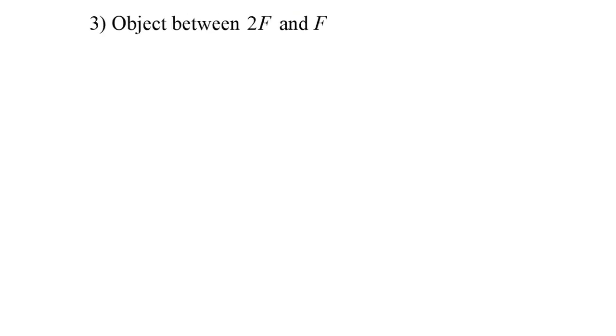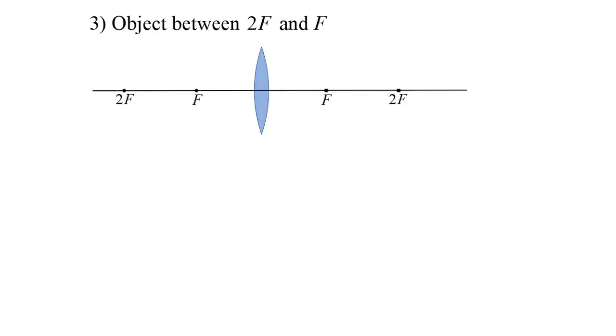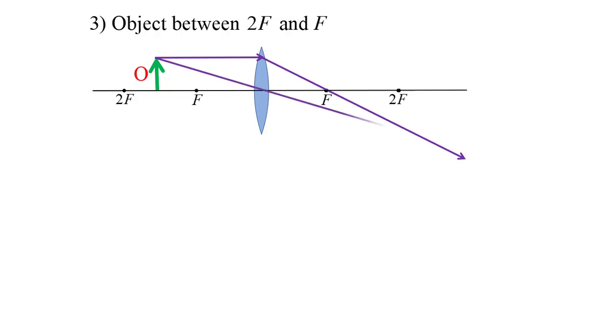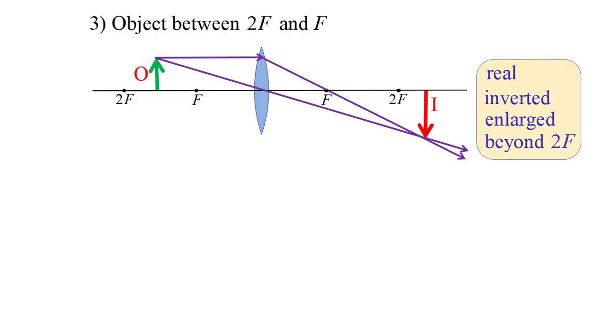Thirdly, when the object is between 2f and f, this ray passes through the second focal point, and this ray passes straight through because it is passing through the center of the lens, which is unrefracted. The image is created here. The nature of this image is that it is real, inverted, enlarged, and it is beyond 2f, as you can notice from this diagram.